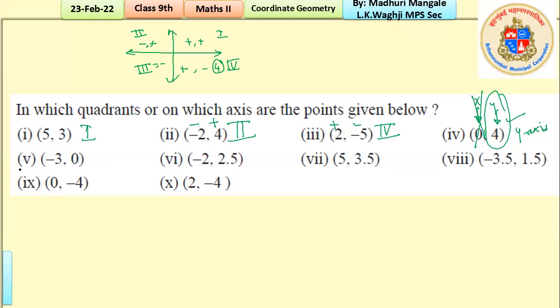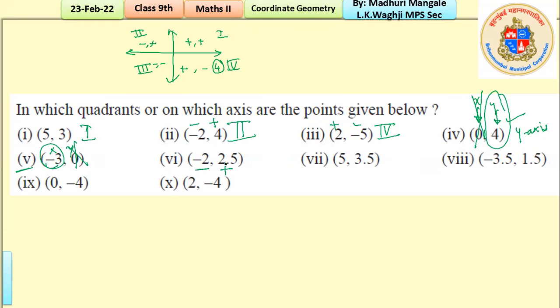Okay, let's continue. For the fifth one, it's negative 3 comma 0. Again, if you check what is x and what is y, x is negative 3 and y is 0. So forget about this 0. The point lies on the x-axis, right? Since x is negative 3, that means the point lies on the x-axis. All right.